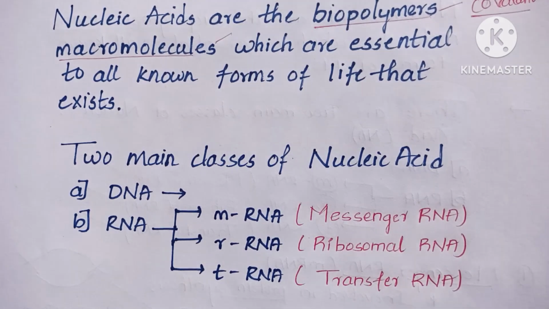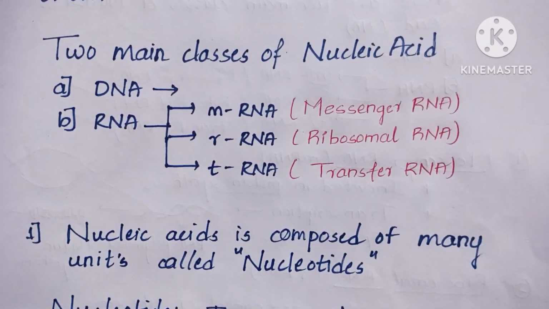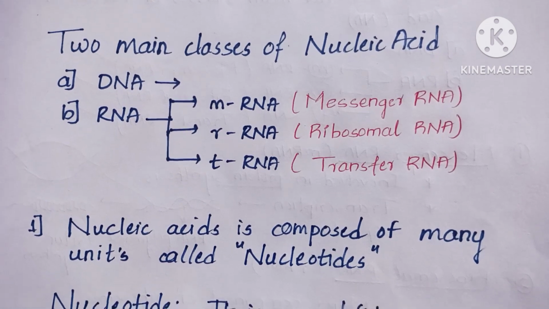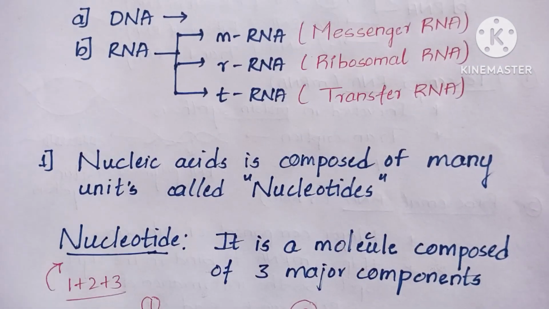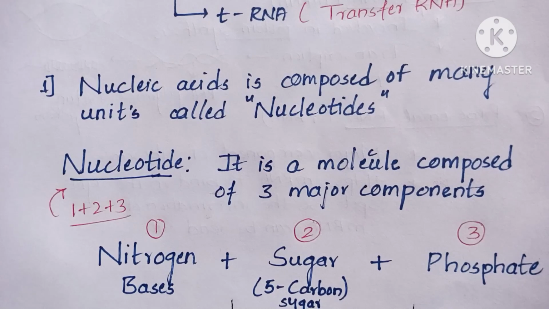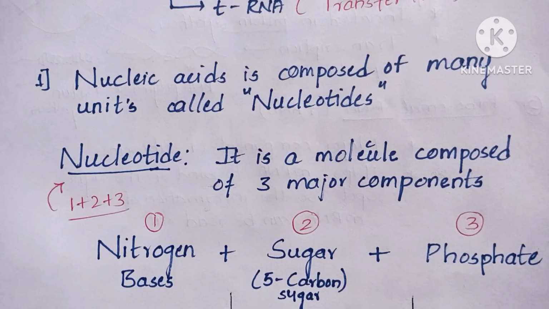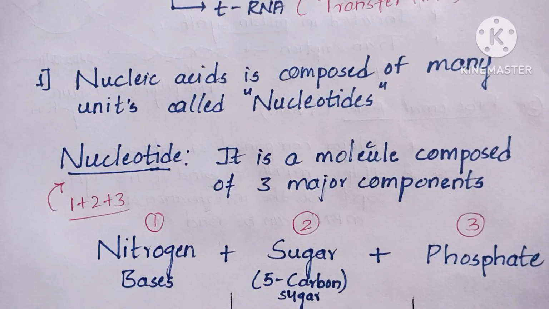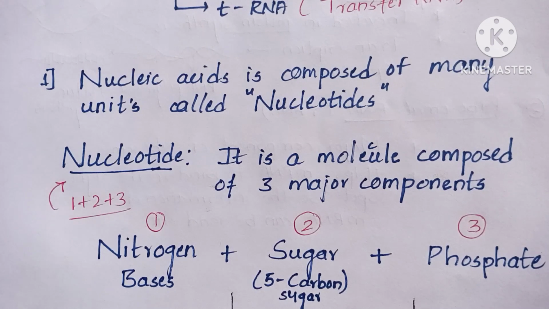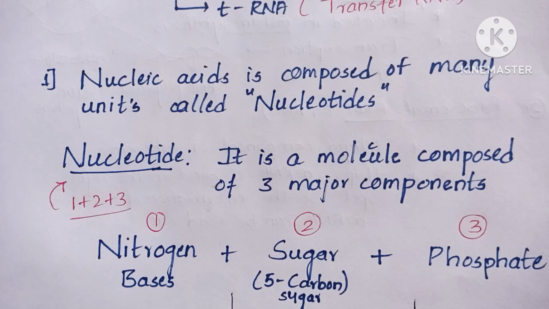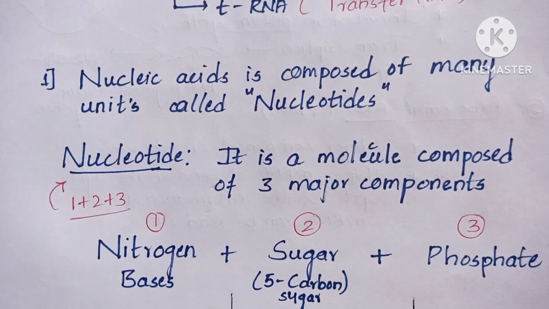What is a nucleotide? A nucleotide is a molecule composed of three major components: first the nitrogen base, second the sugar, and third the phosphate. Nitrogen bases are organic molecules which contain nitrogen in their rings. The four nitrogen bases we studied in the previous class are adenine, guanine, uracil, and thymine, whereas the sugar is commonly known as a 5-carbon sugar.